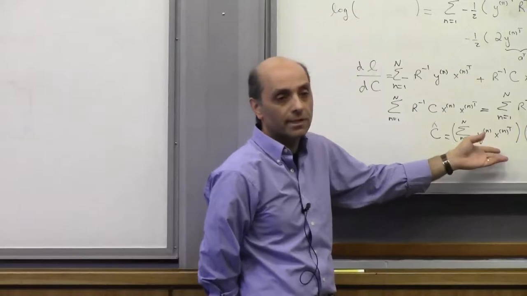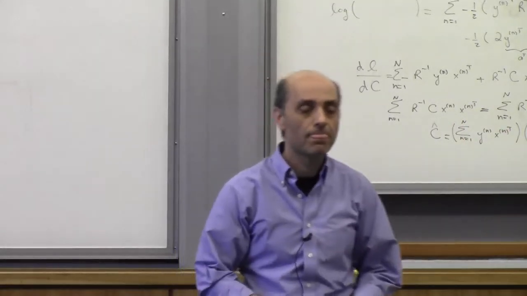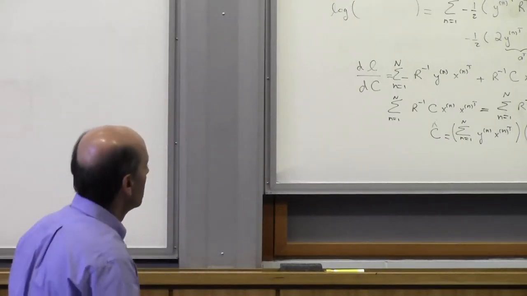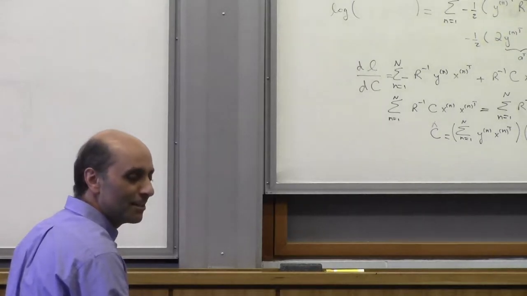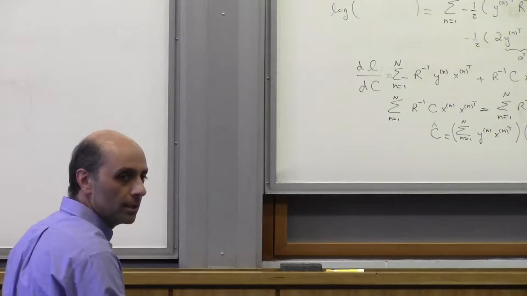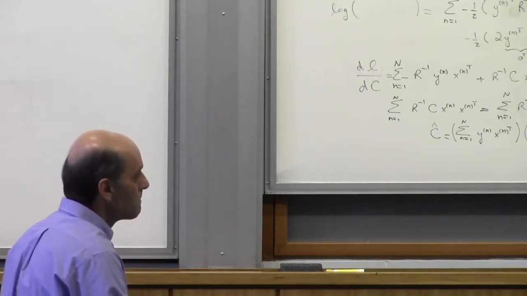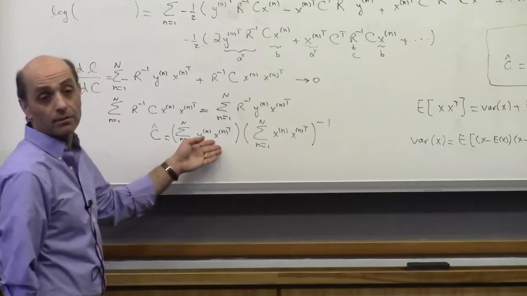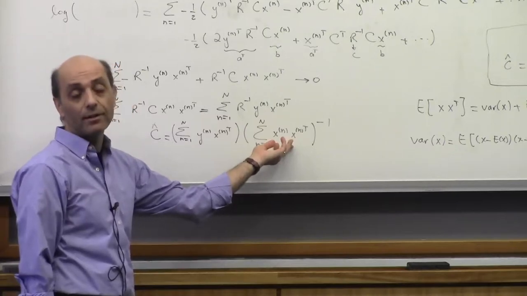But I don't have X, right? X is a random variable. All I can do is say, okay, well, what's the expected value of C? That depends on the expected value of X and its variance. It really is a trick that just says, well, we're going to replace these x's, which are random variables, with their expected value. And this quantity here is like a variance.